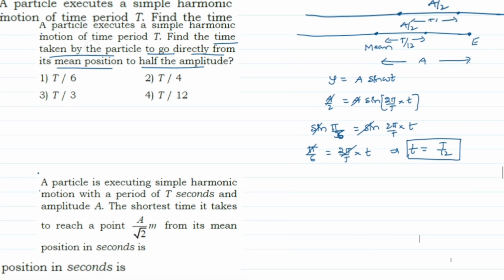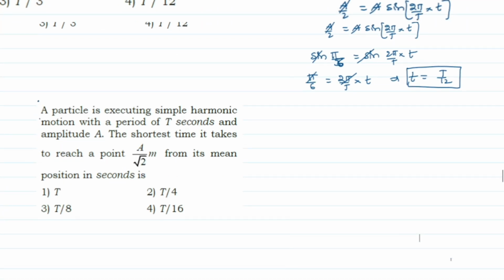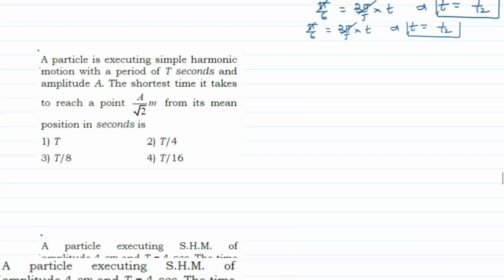Let us see the next question. The next question says a particle executing simple harmonic motion with a period of T seconds. So the time period is given as T seconds and the amplitude is given as A. They are asking the shortest time it takes to reach the point A/√2 from its mean position, in seconds. So it is a particle executing SHM, with time period T and amplitude A.